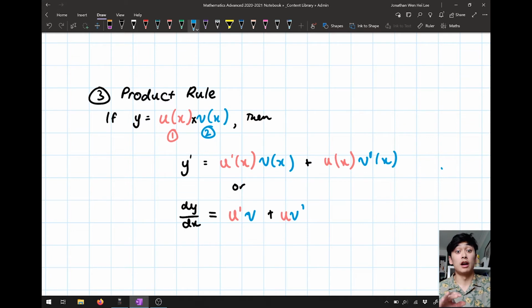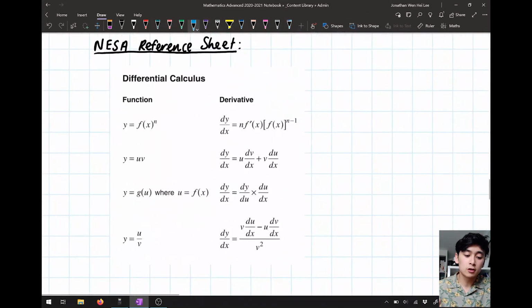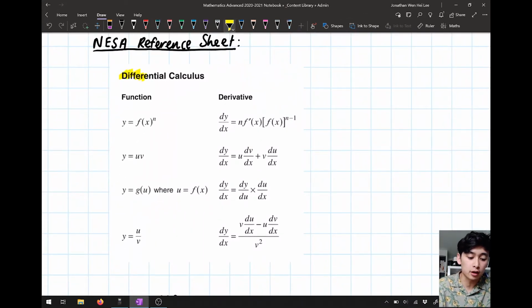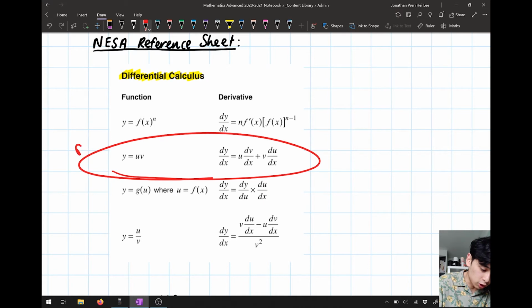Now, this is also on our reference sheet. If you have a look at the Nessa reference sheet, same section in differential calculus, we have this particular product rule over here. Notice it's very similarly written. Our y function is made up of two functions, u and v.